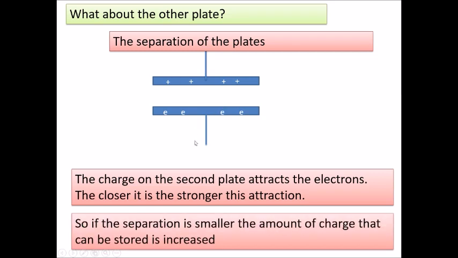Okay, so hopefully you can see from that moving the plates closer together will make it possible to get more electrons onto the plate. Okay, to summarise that, the capacitance is inversely proportional to the separation of the plates. The closer I put the plates together, the more charge can be stored.